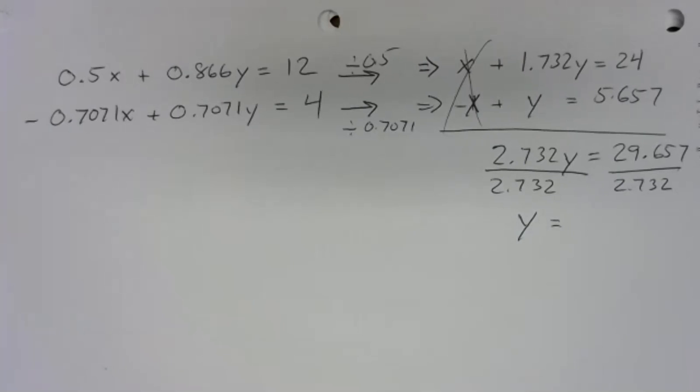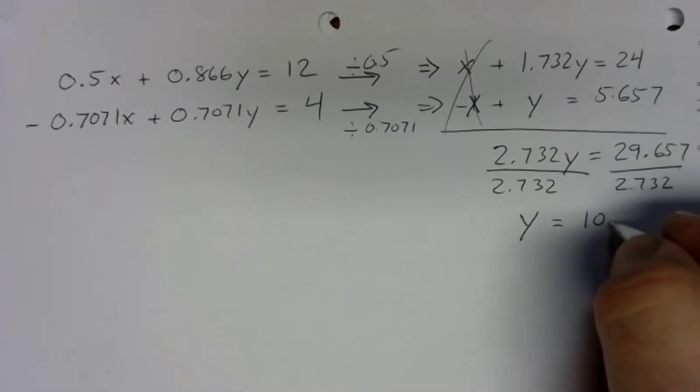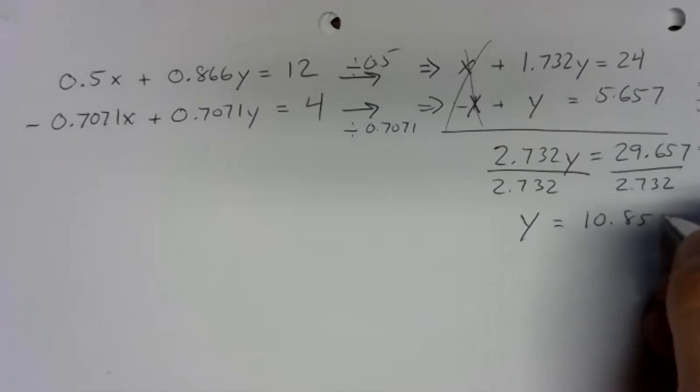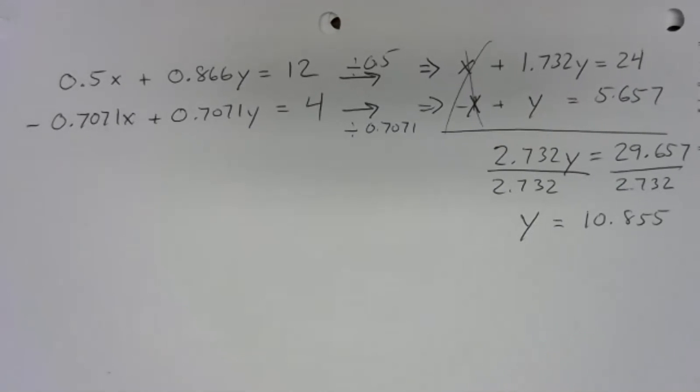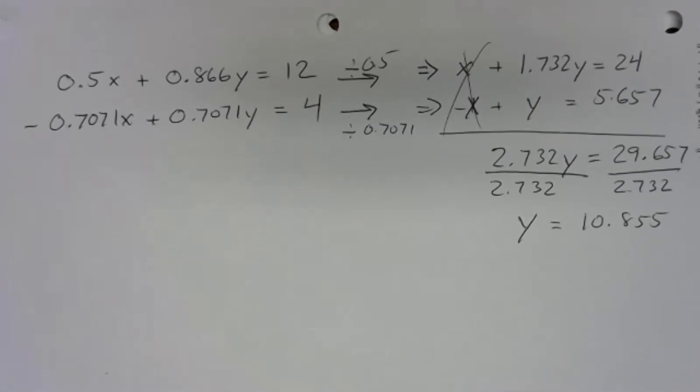So we have 29.657 divided by 2.732. That gives us 10.855. So that's our value for y, 10.855. We're not done. We still need to come up with a value for x, but we do that by back substitution.